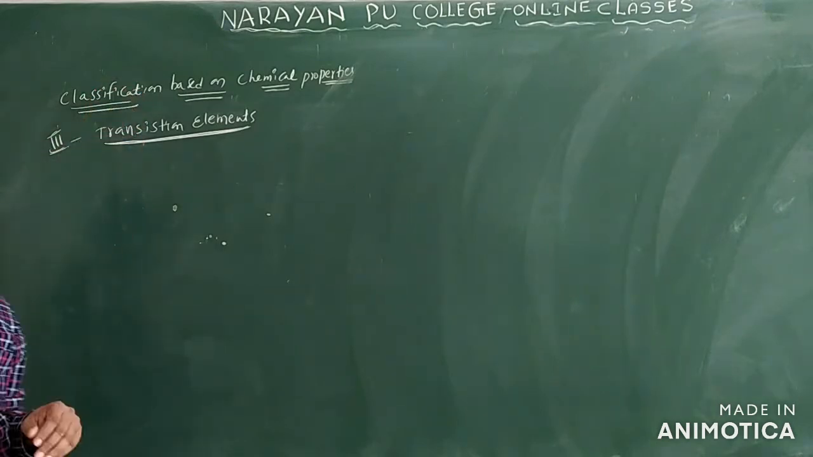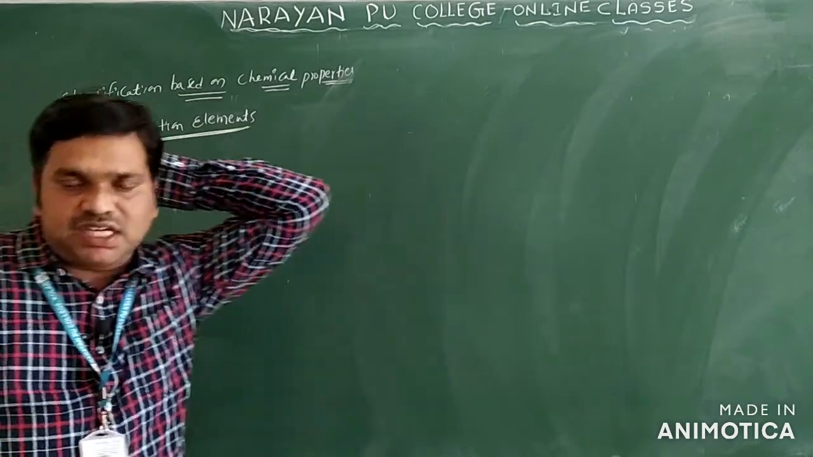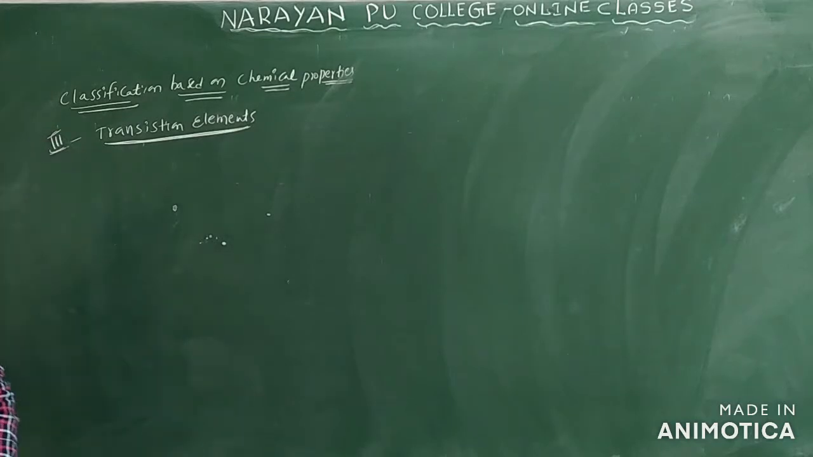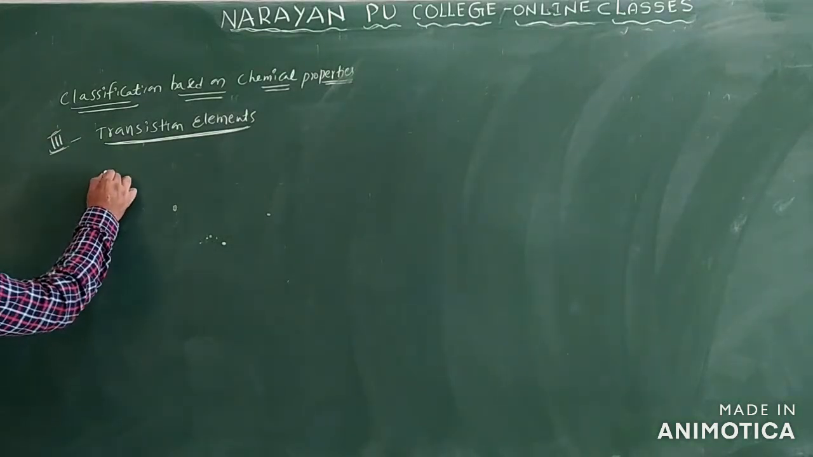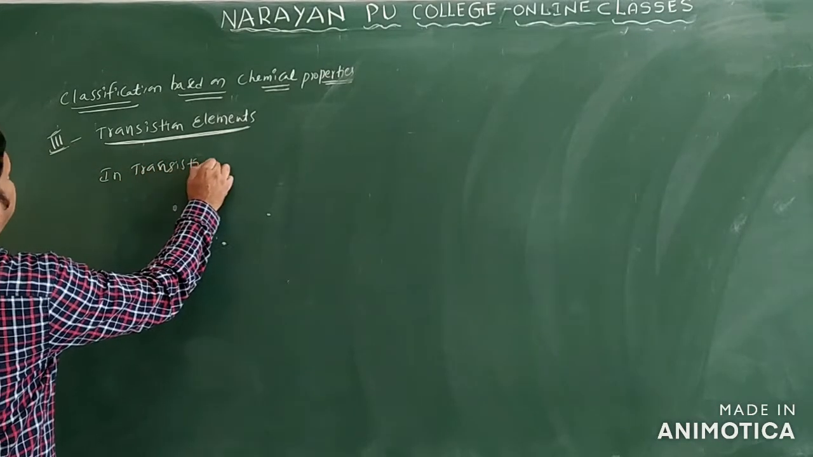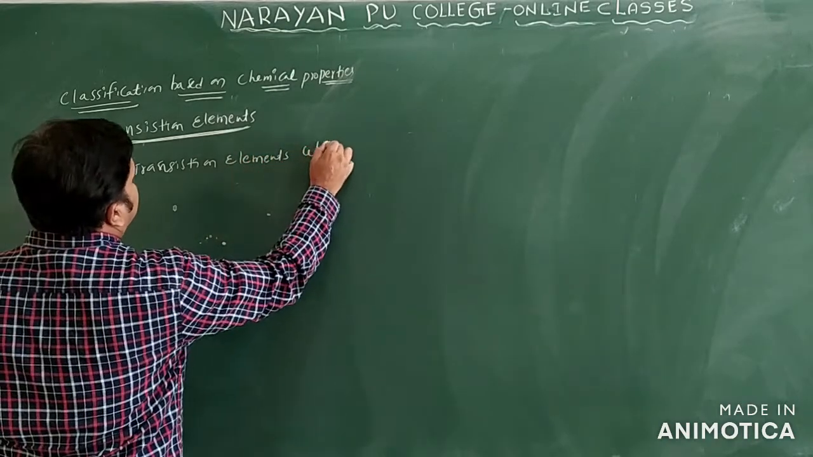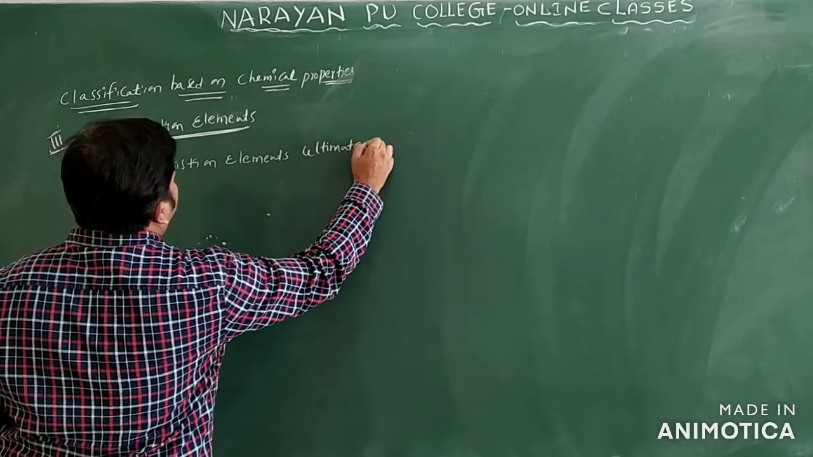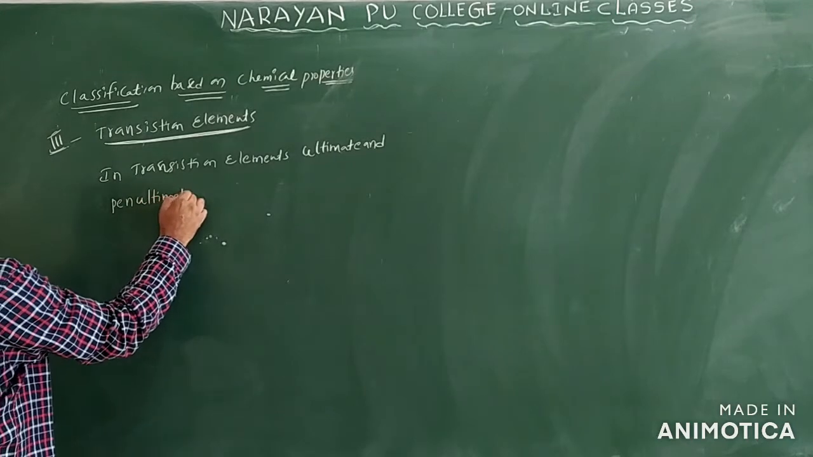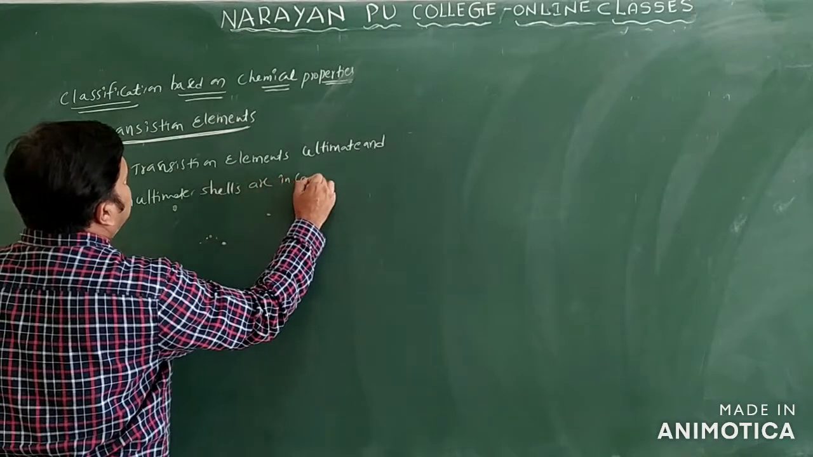The third classification we have is transition elements only. In these transition elements, the ultimate shell and penultimate shell are incompletely filled only. In transition elements, the ultimate and penultimate shells are incompletely filled.